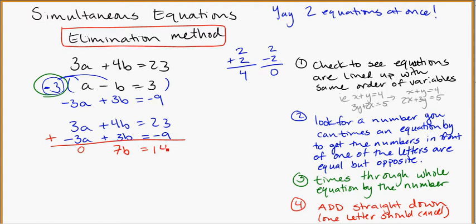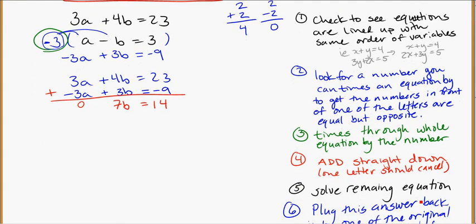14. Okay. So that's adding straight down. One of our letters should cancel, which it has. And so our next step involves solving the remaining equation that we've got here. So 7b is equal to 14. That's 7 times b, so b is equal to 14 over 7, which is equal to 2.